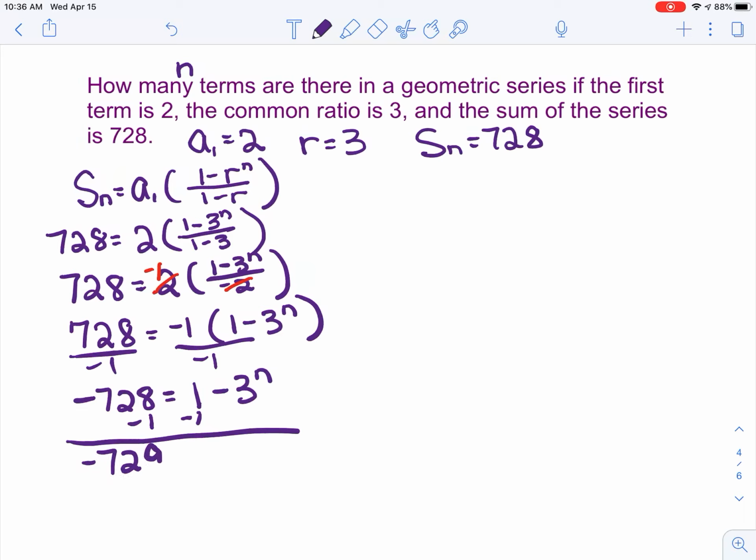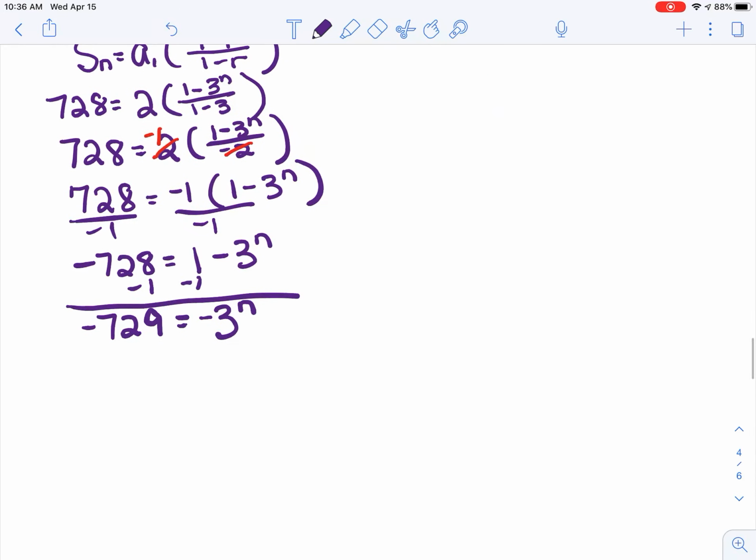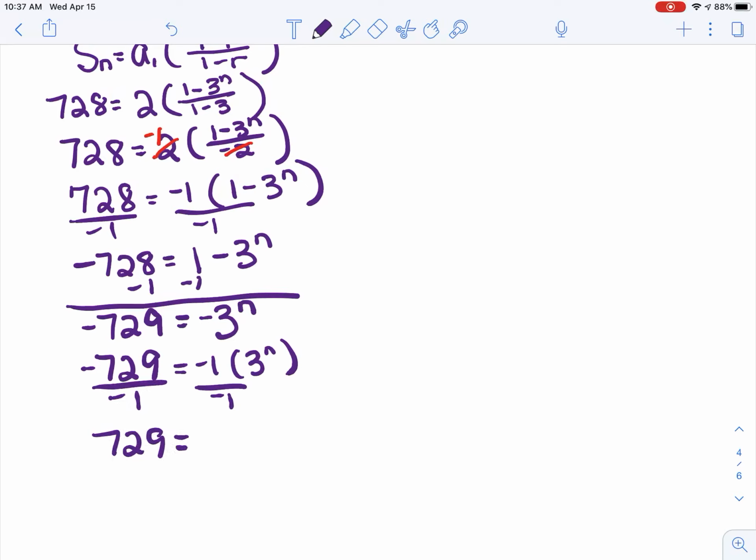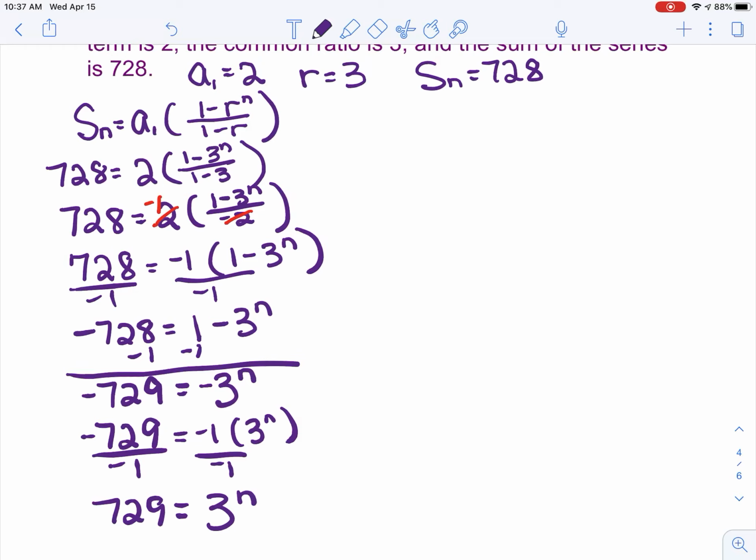Now I can subtract that 1. Negative 729 equals negative 3 to the n power. So this right here is where a lot of people make mistakes. That is like a negative 1 times 3 to the n. So again, I can divide by negative 1 and get 729 equals 3 to the n. Right here, folks, we have an exponential function. So I'm going to write it over here. 729 equals 3 to the n.